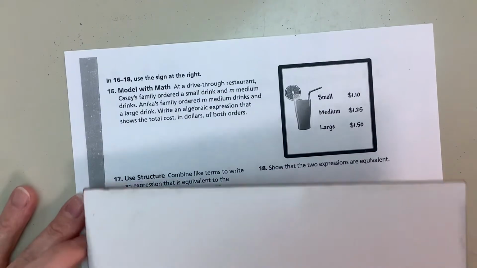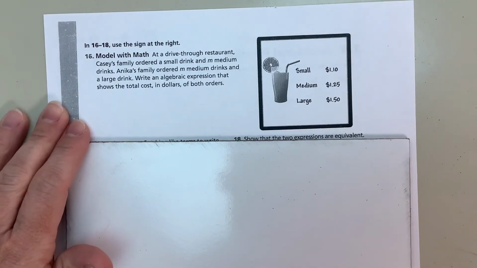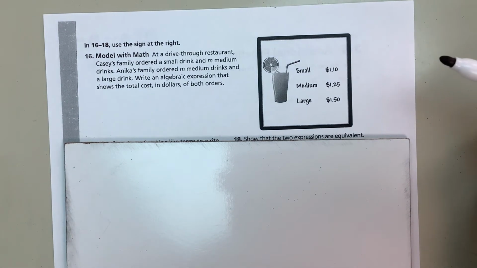All right, some other word problems that students have been struggling with. This one I don't believe all of our students have gotten, so I'll go ahead and use this example. At a drive-through restaurant, Casey's family ordered a small drink and M medium drinks. Anika's family ordered M medium drinks and a large drink. Write an algebraic expression that shows the total cost in dollars of both orders.